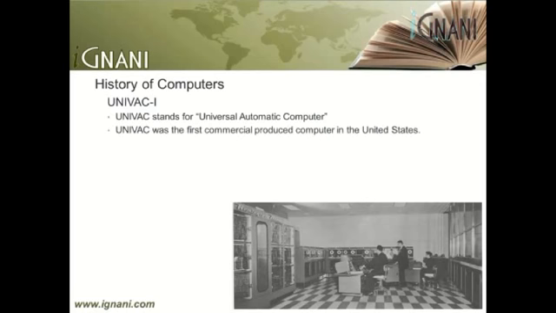UNIVAC was the first commercially produced computer in the United States. Though the design work had begun by their company, Eckert-Mauchly Computer Corporation, it was completed only after their company had been acquired by Remington Rand, which later became part of Sperry, now Unisys. Until the successor models of the UNIVAC 1 appeared, the machine was simply known as the UNIVAC.